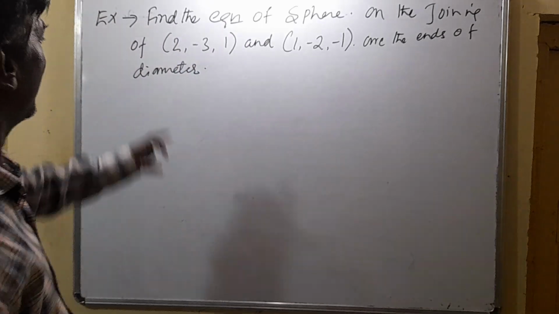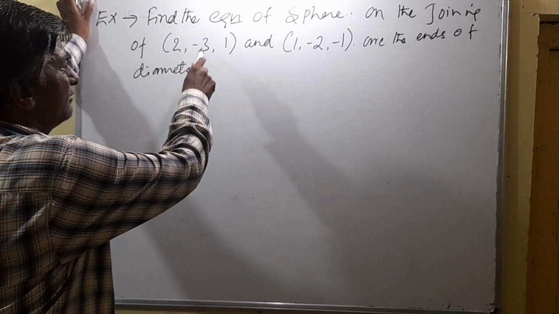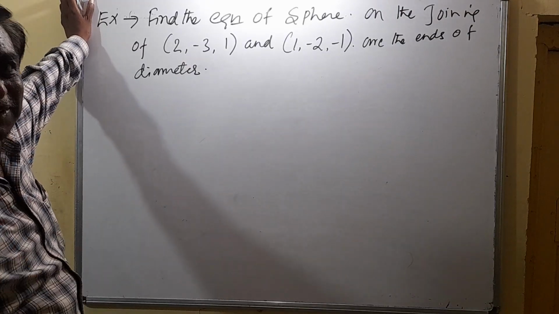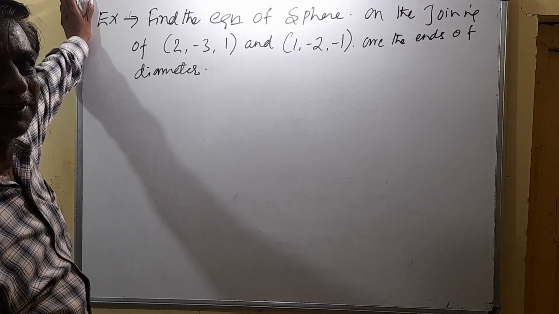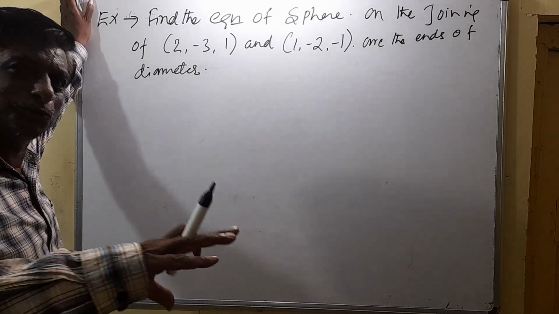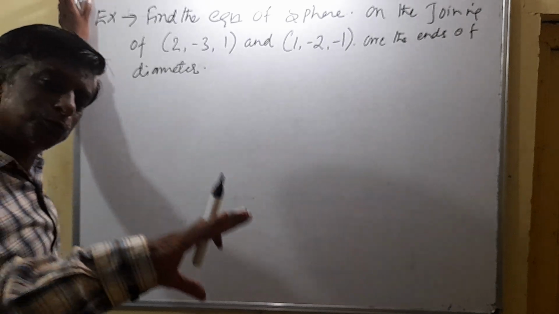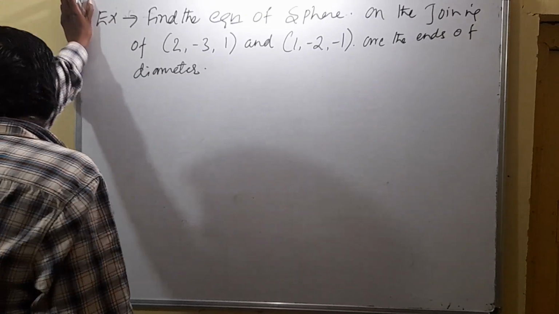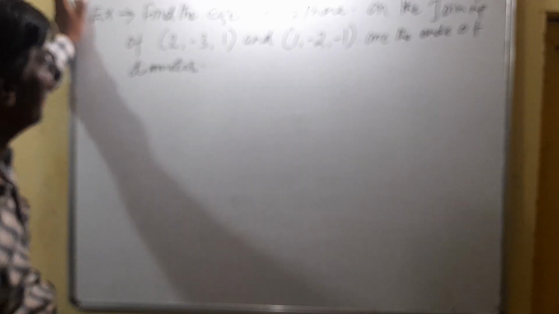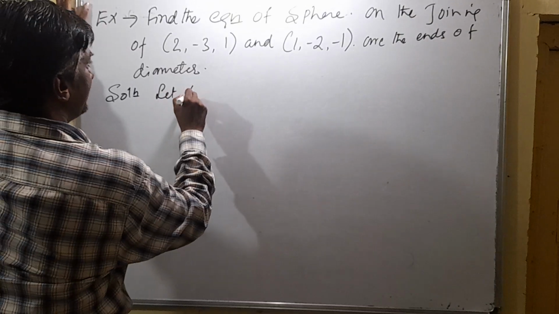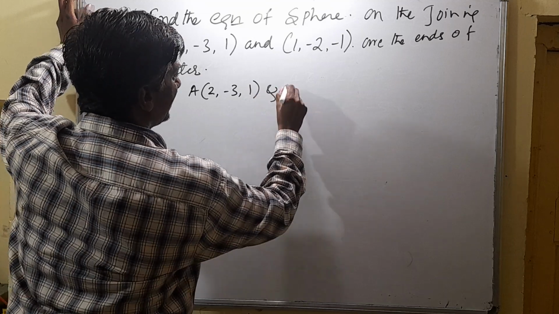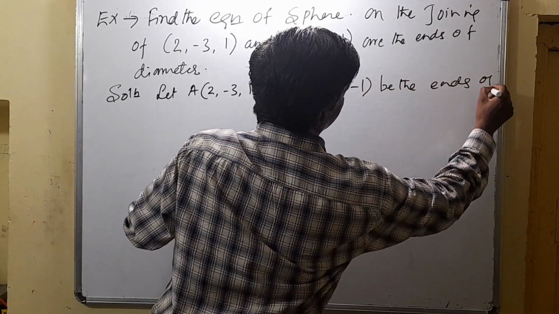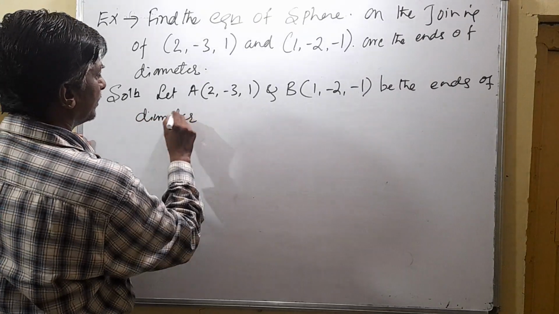Very simple. How to solve this? This is what? A of x1, y1, z1. What is this? B of x2, y2, z2. Then, what is the equation of sphere? Very simple. Diameter form: x minus x1 into x minus x2 plus y minus y1 into y minus y2 plus z minus z1 into z minus z2 equal to 0 is the equation of sphere in diameter form. Okay, solution. Let A of 2, -3, 1 and B of 1, -2, -1 be the ends of the diameter of a sphere.